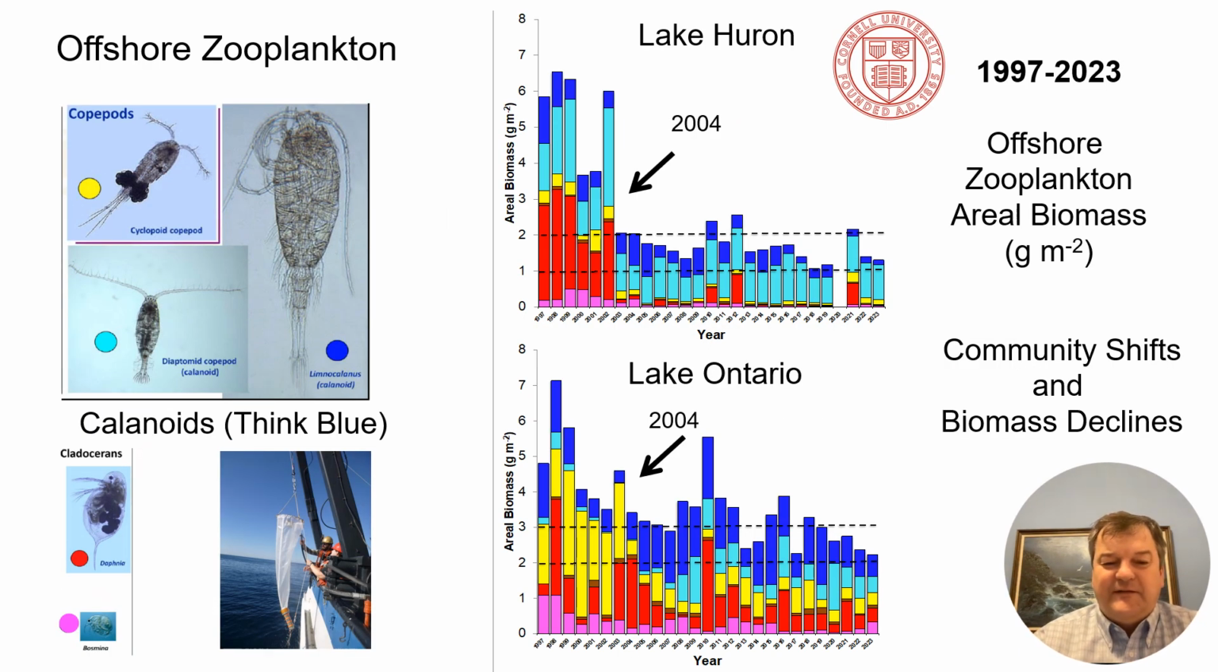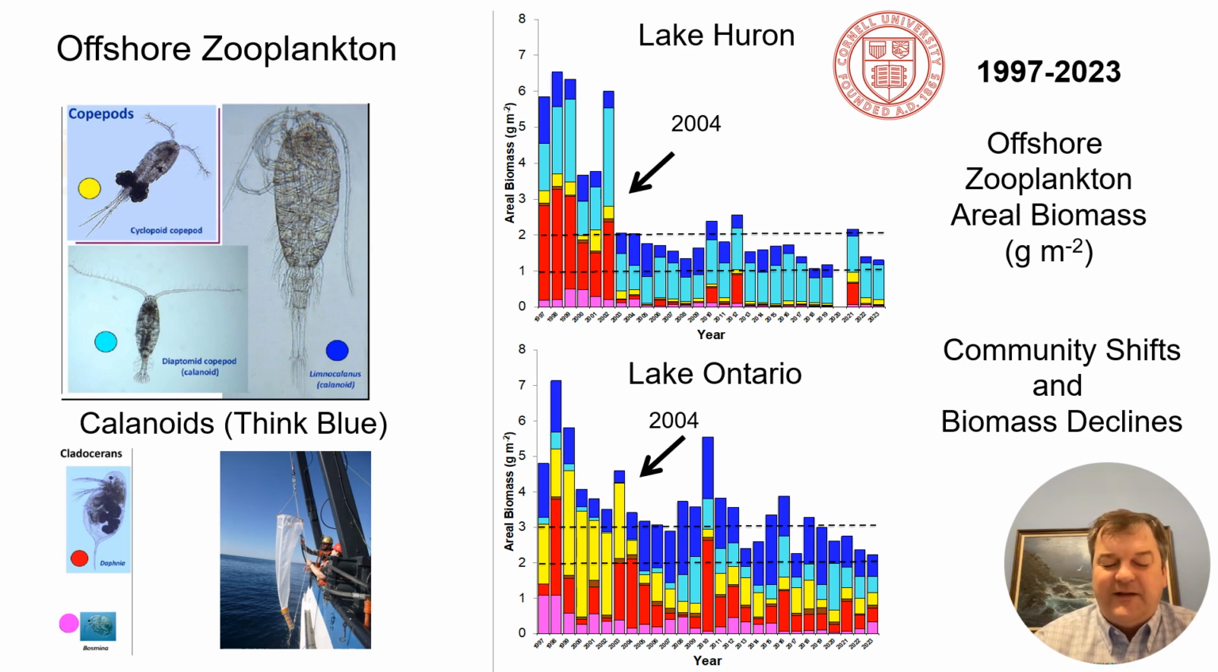Turning to zooplankton, we look at copepods, which we color blue for the deep calanoids and light blue for the more shallow calanoid copepods. There's also Lake Ontario's characteristic cyclopoid copepod population, which we label yellow. And then we also have cladocerans, Daphnia, and non-Daphnid cladocerans, which we identify as red and pink. And these are important grazers of phytoplankton.